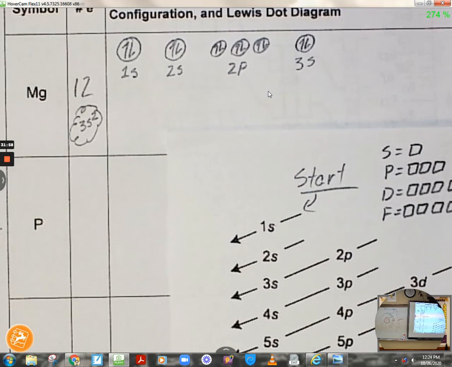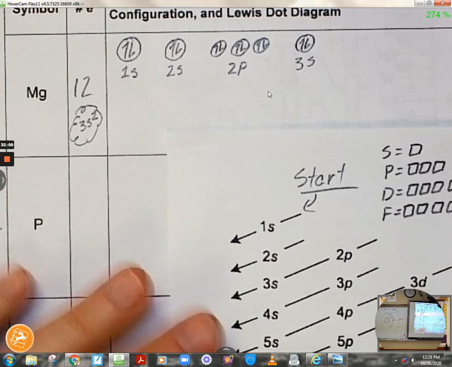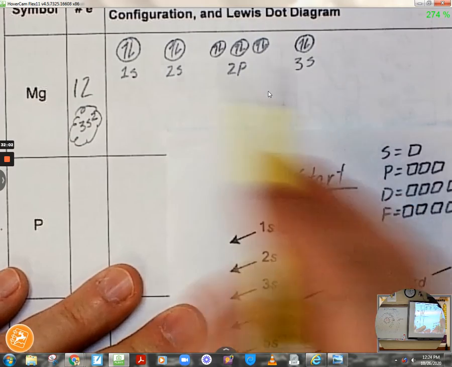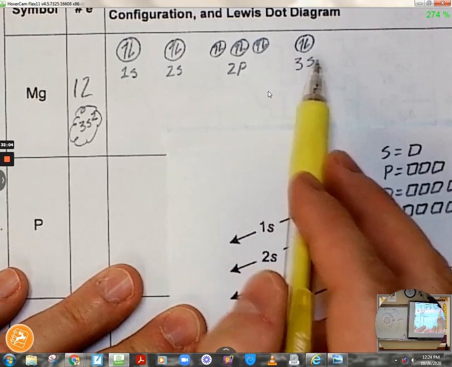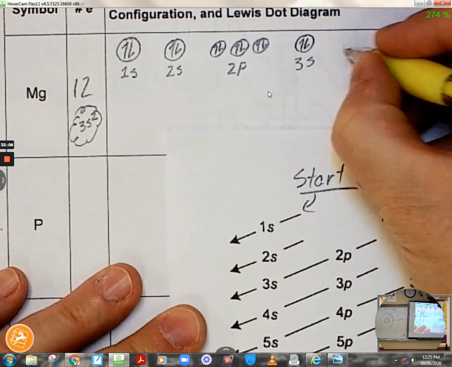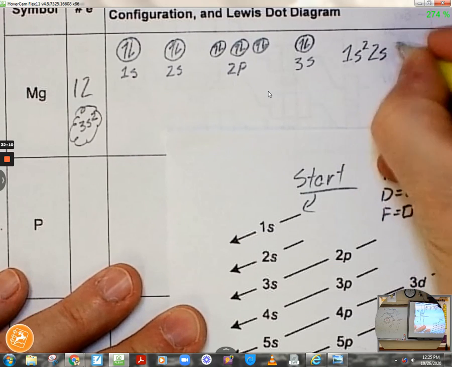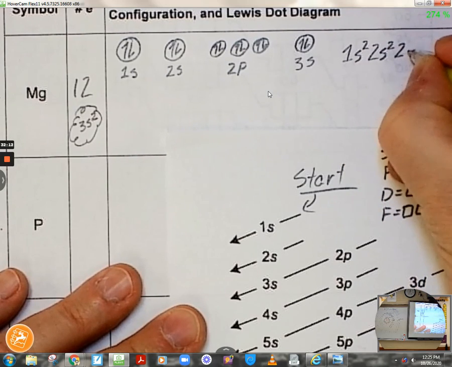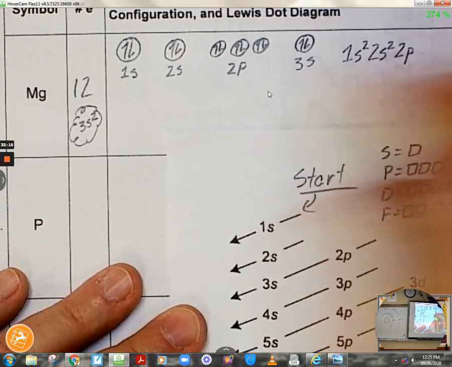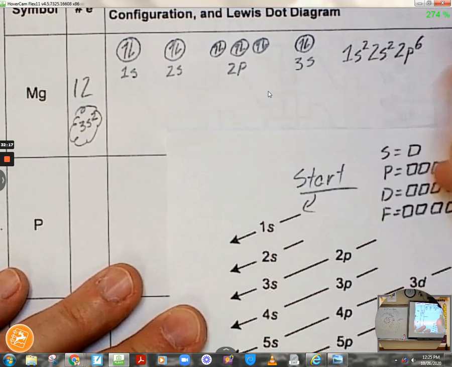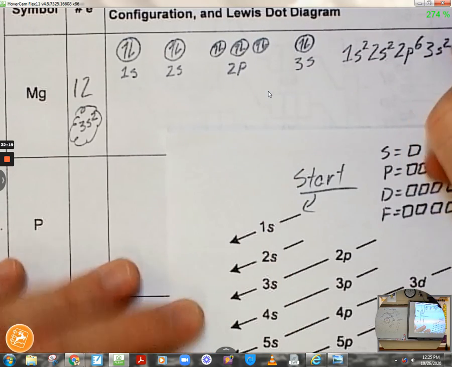Now we can go straight from there and we can get an electron configuration, right? We just take all of these and we express how many electrons each one has with a little superscript. So it's going to be 1s2, 2s2, not 3p, 2p6, and 3s2. Alright?